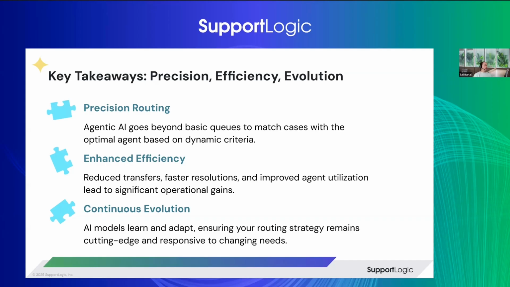Okay, so from the key takeaways perspective, just to summarize, we see that agentic AI does go beyond the basic assignments. It matches the queues with the optimal agents. It leverages dynamic criteria like dynamic settings, dynamic rules, etc. We do have enhanced efficiency because it reduced the transfers, it reduced the manual adjustment by managers on the queues, it provides faster resolution, etc.